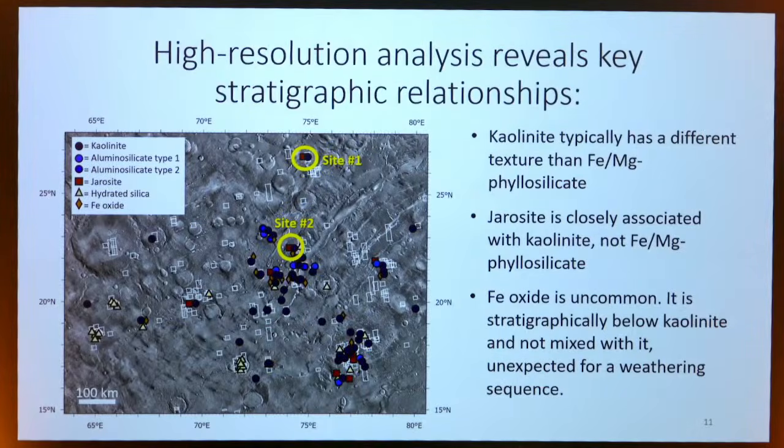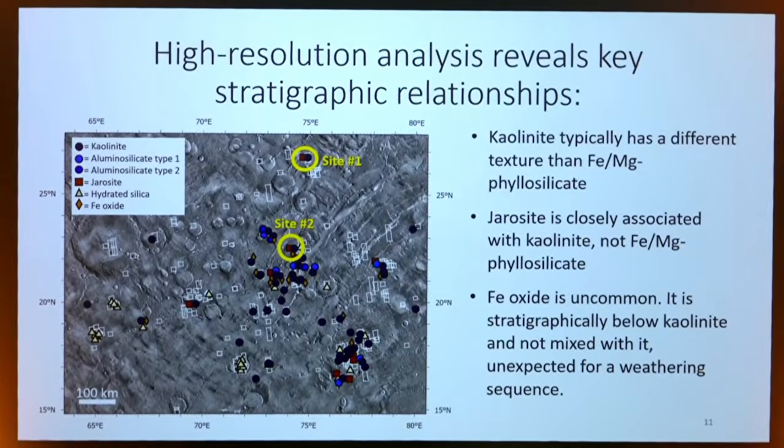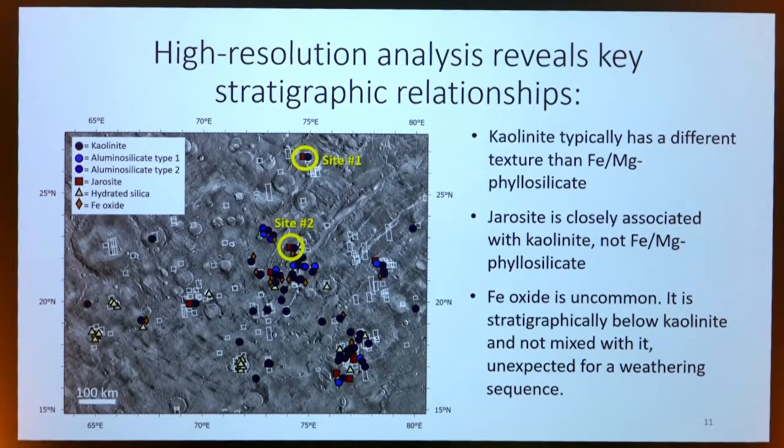Examining the high-resolution imagery reveals some key stratigraphic relationships, and I'll show evidence for all of this, but I'm just going to start by stating them. We see that kaolinite typically has a different texture than the iron magnesium phyllosilicate, that jarosite is closely associated with kaolinite and not with iron magnesium phyllosilicate, and that iron oxide is uncommon, and it's stratigraphically below kaolinite where it occurs and not mixed with it, which is unexpected for a weathering sequence.